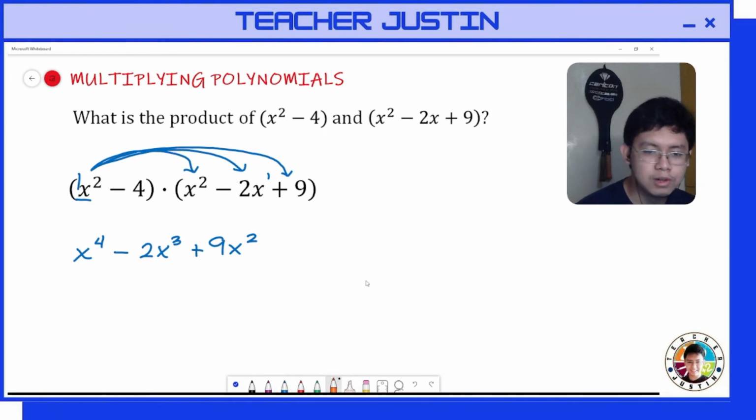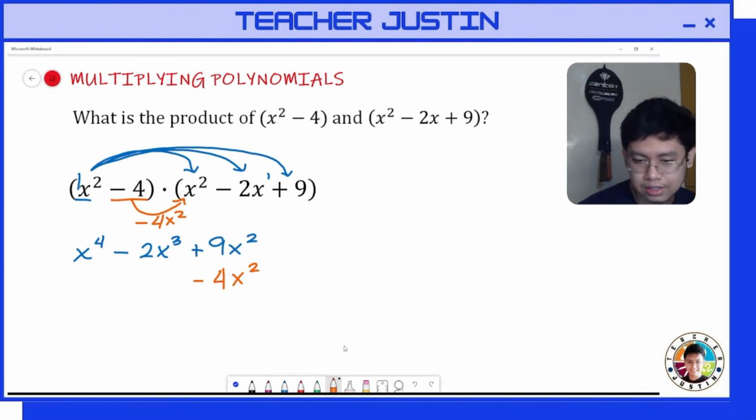Let's proceed to the second term of our first group. So negative 4, let's distribute this to each term of our second polynomial, or the second group. So negative 4 times x squared, that will be negative 4x squared. We will place it under 9x squared because they are like terms. So their common term is 9x squared, and we place negative 4x squared here.